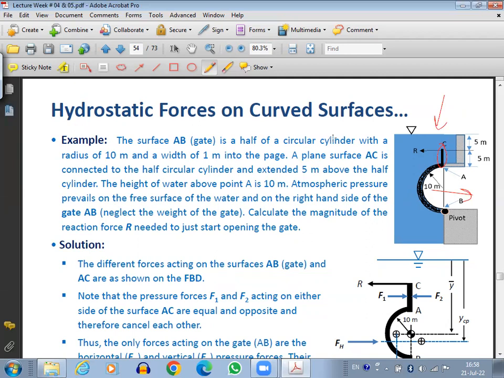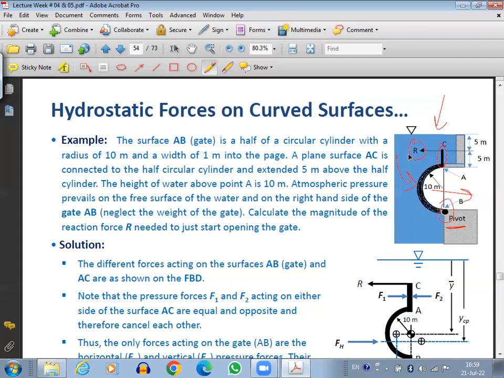So here, this is the pivot point. It is hinged here. If we want to open this semicircular gate, we have to apply a force here at this point. If you apply the force at this point, eventually the gate will be opened. But it has to overcome the hydrostatic force. The hydrostatic force of the water is acting to close the gate. So it has to overcome this hydrostatic force in order to open the gate. So we need to find out how much force is needed.